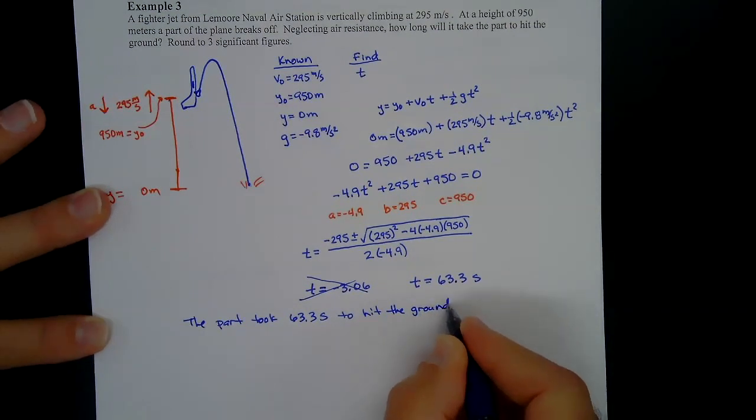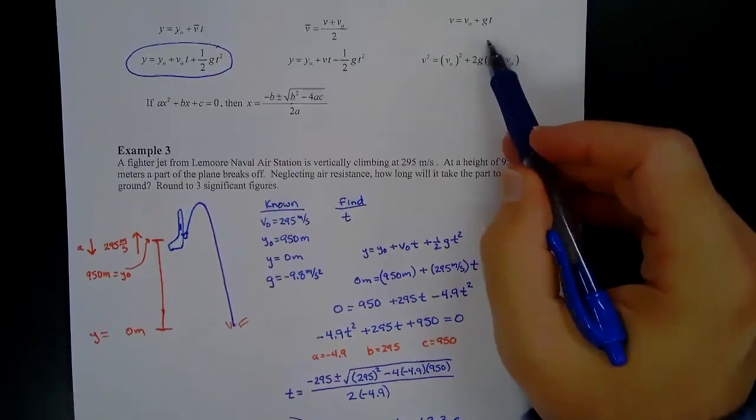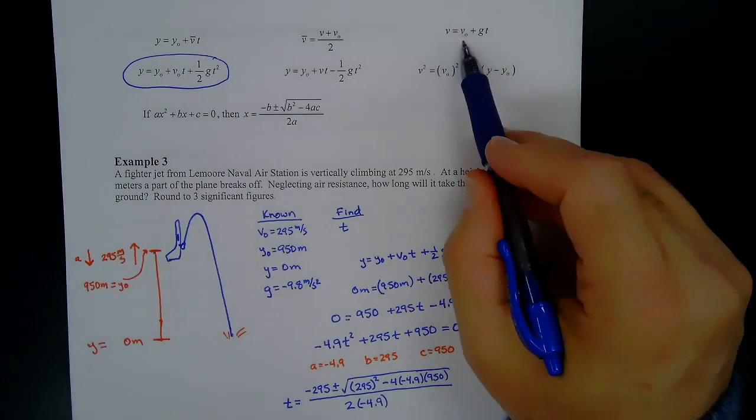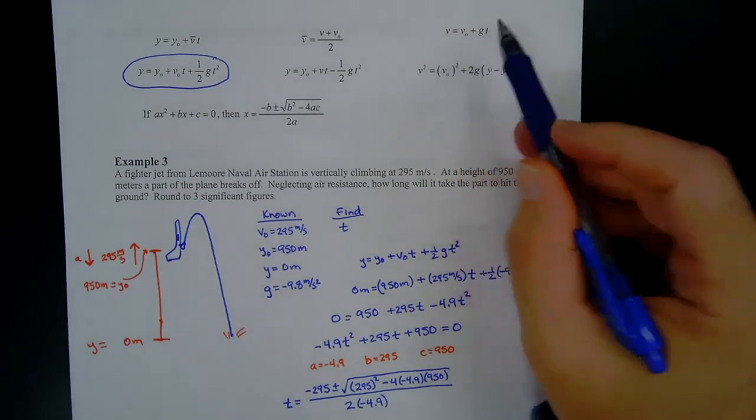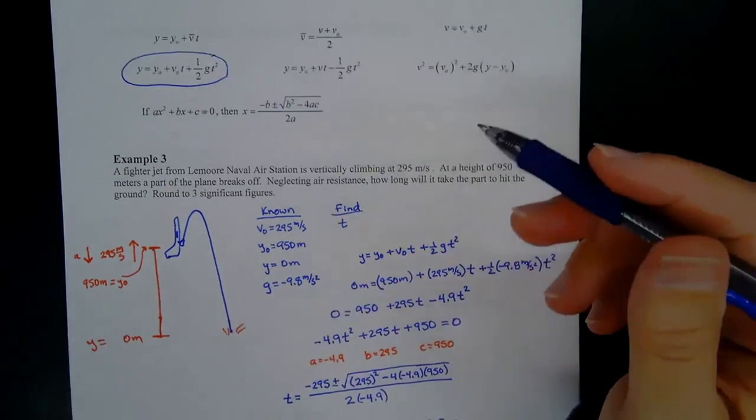Okay, and here's something else. Now that we know how long it took to hit the ground, we could also calculate what its velocity was when it hit the ground, okay? Now, this question didn't ask for it, but you could. We know the initial velocity, we know the gravity, and we know the time it took. So we can use this equation right here. Actually, let me slide it up. We could use this to get the final velocity. We know this one, and we know G, and we know T, and the velocity would come out to be negative because it's going downward, right?